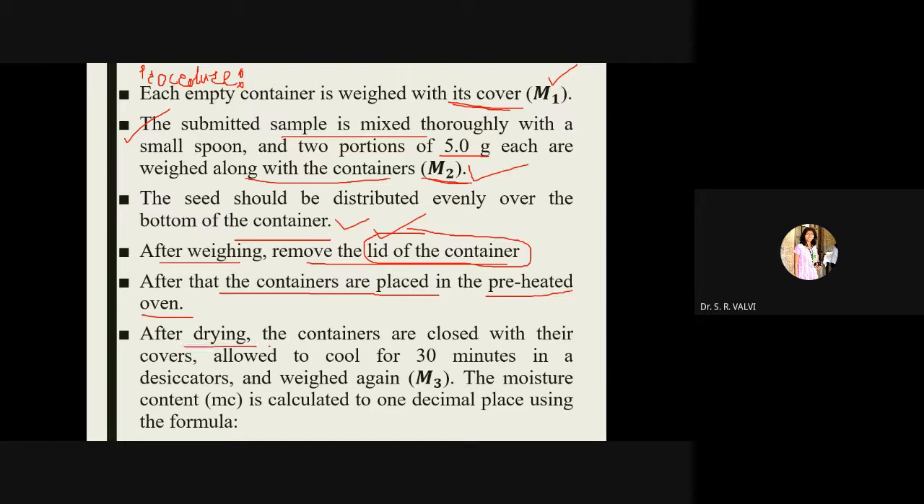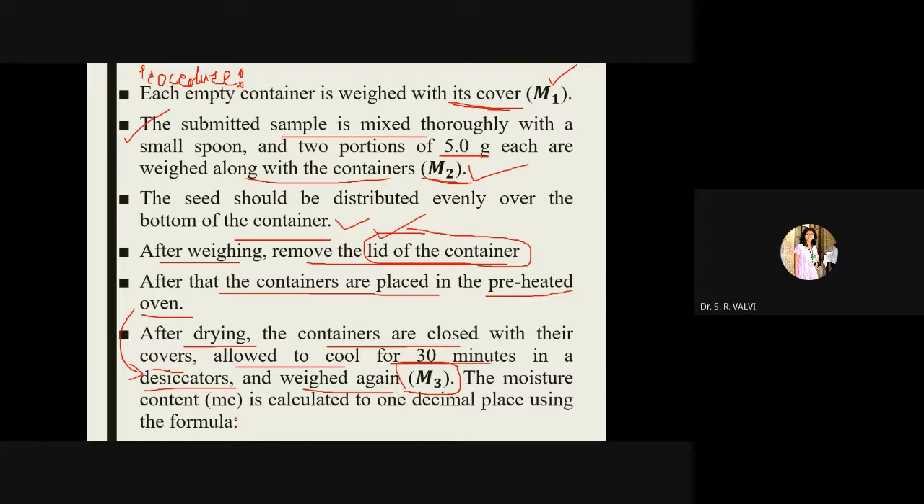After drying, the containers are closed with their covers and allowed to cool for 30 minutes in a desiccator. Now see, for cooling purposes we are using the desiccator. Then again you have to weigh, and that weight should be mentioned as M3.